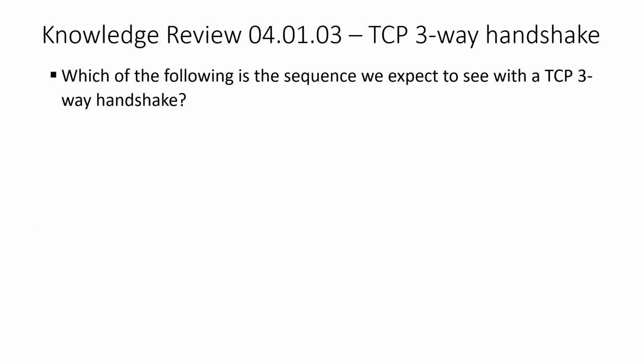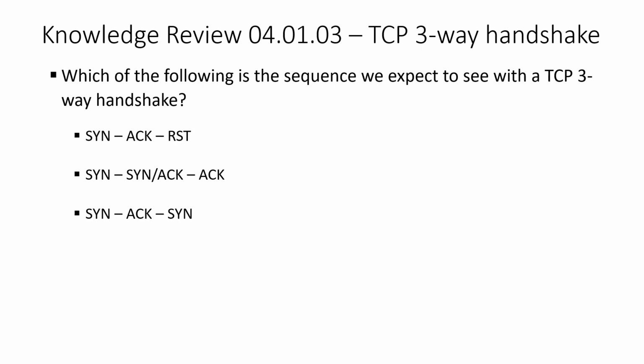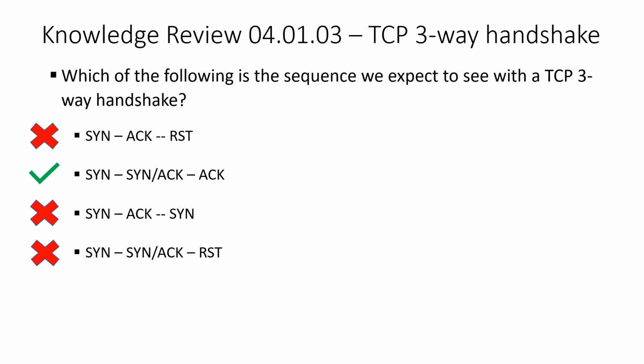Which of the following is the sequence we expect to see with a TCP three-way handshake? SYN, ACK, reset. SYN, SYN-ACK, ACK. SYN, ACK, SYN. Or SYN, SYN-ACK, reset. The sequence should be SYN, SYN-ACK, ACK. This concludes Lesson 1 of Module 4.